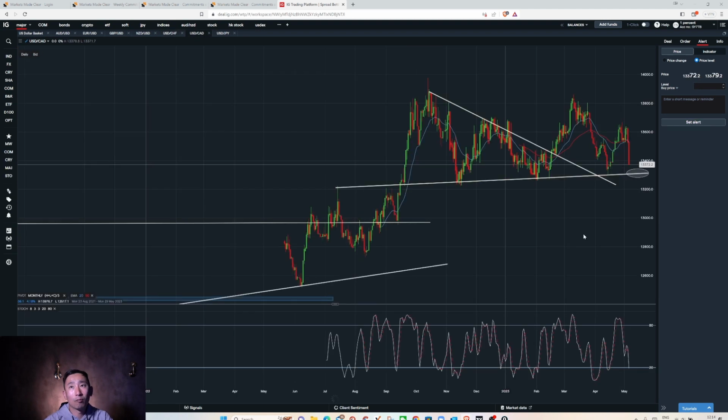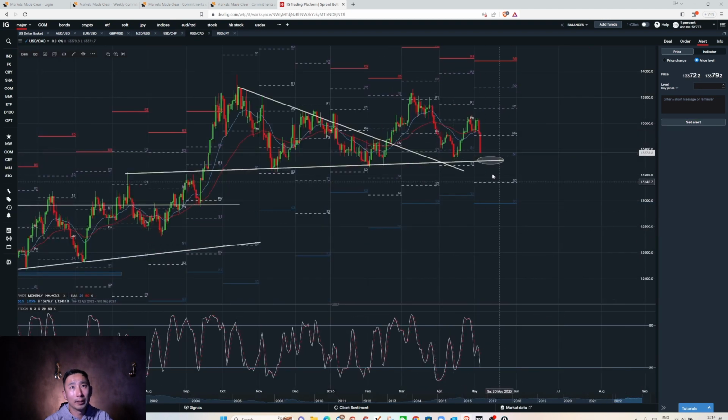Dollar CAD. We saw a change of trend on daily, and now selling is higher. As long as price finds support at this circle area, I'm happy to continue to be a buyer on that. All right, but not quite ready, but we shall see.